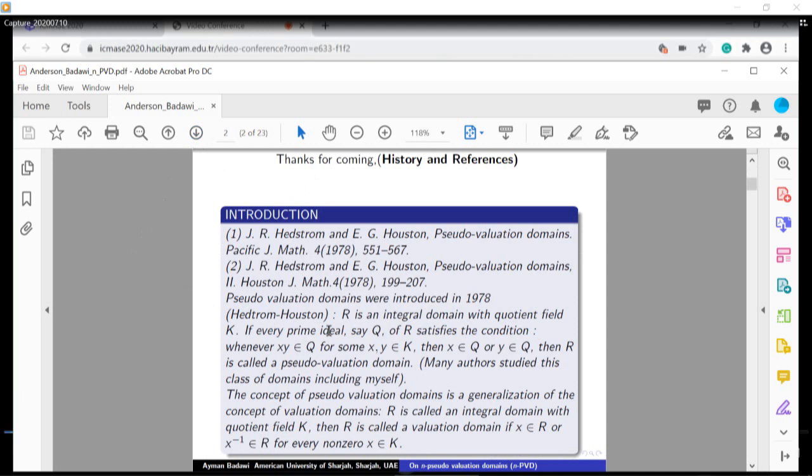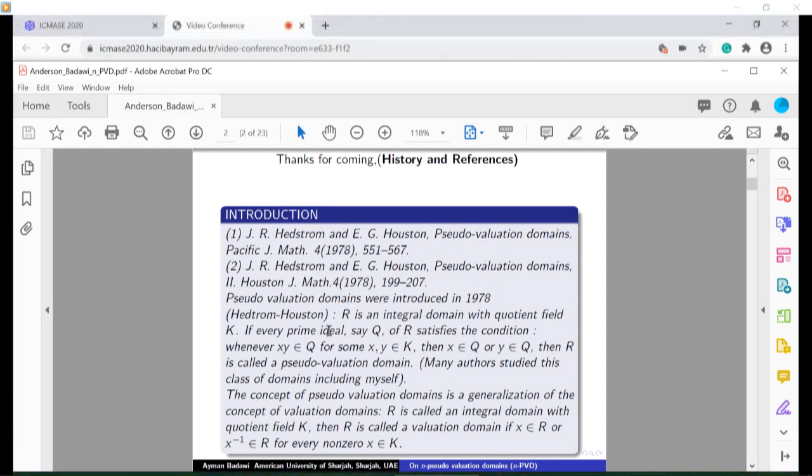I bring you back to 1978. There are two papers by Hedstrom and Houston. They introduced a pseudo valuation domain. And the way you think of a pseudo valuation domain, it is a generalization of valuation domain. And what is a pseudo valuation domain?